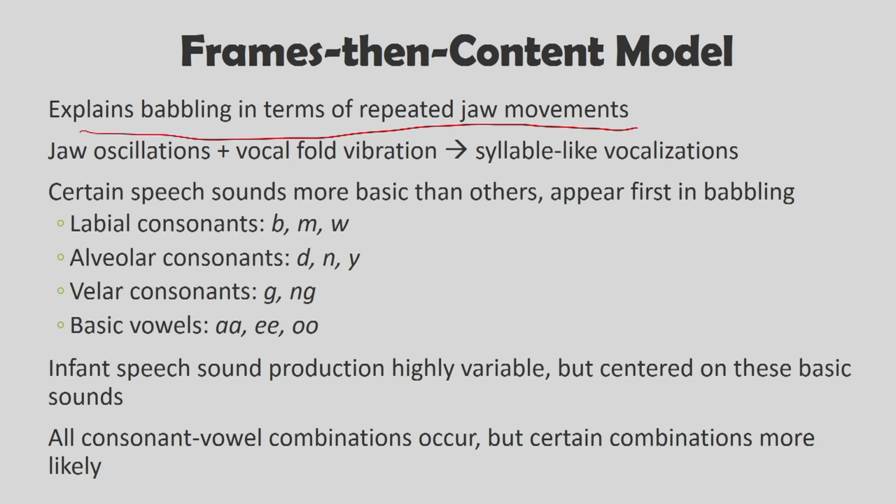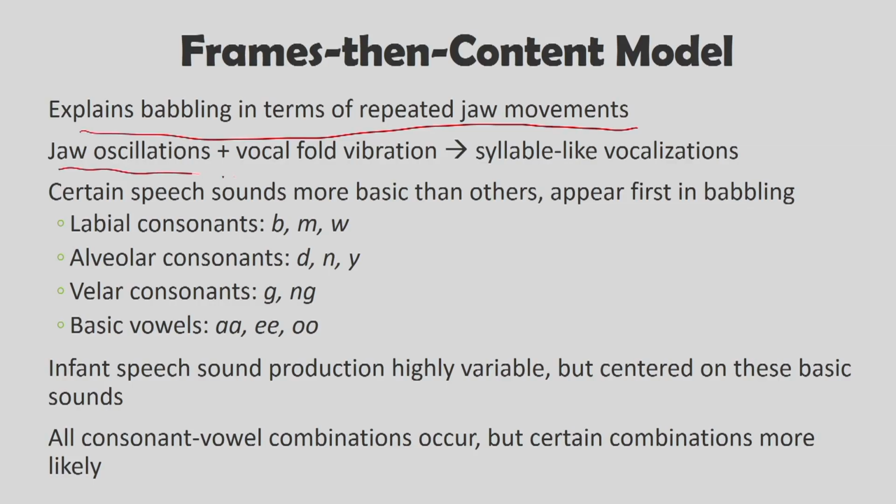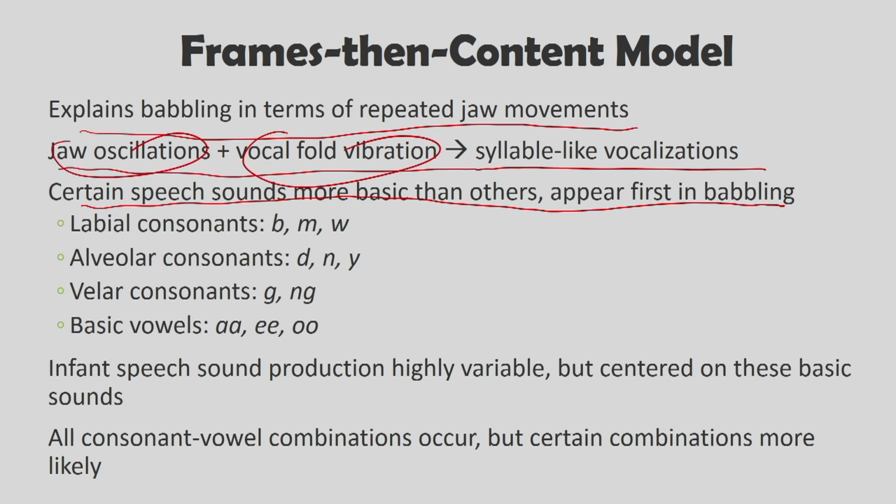Now, infants will make jaw movements without vocalization, but sometimes phonation results. Initially the infant will produce the jaw movement alone, and nothing comes out, but later on there will be some phonation also. Jaw oscillation accompanied by vocal fold vibration produces a sequence of vocalizations that sound like simple consonant-vowel syllables. Certain speech sounds which are more basic than others appear first in babbling.